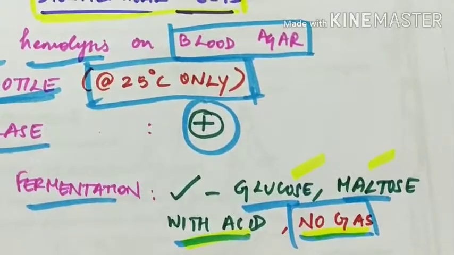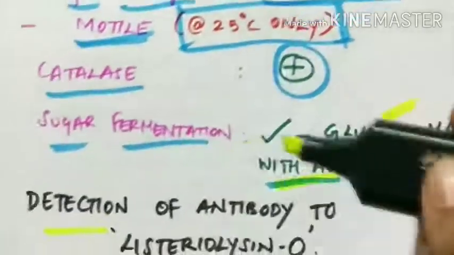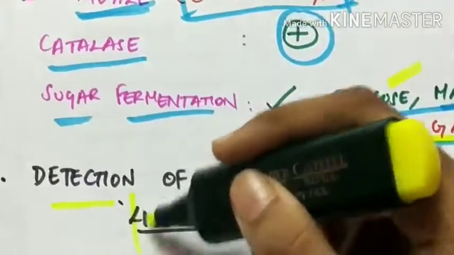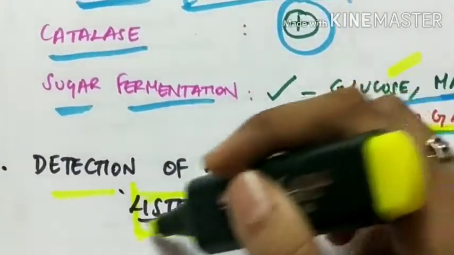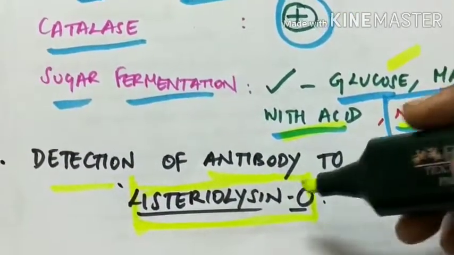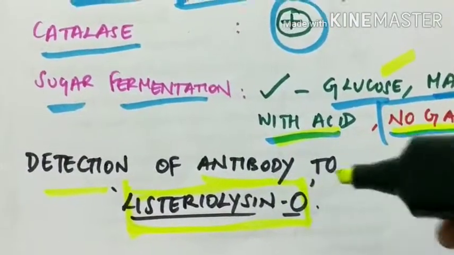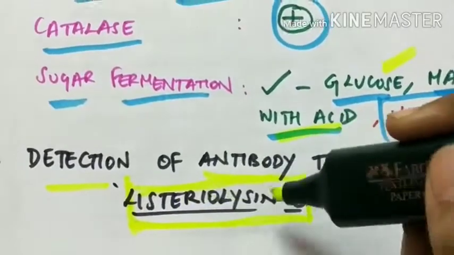The third lab diagnosis is detection of antibodies to Listeriolysin O. This is the antigenic determinant, which we have seen in the virulence factor. So third is detection of antibody to Listeriolysin O.